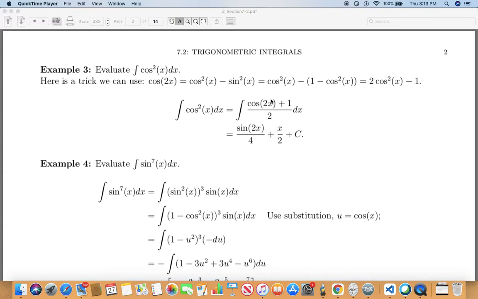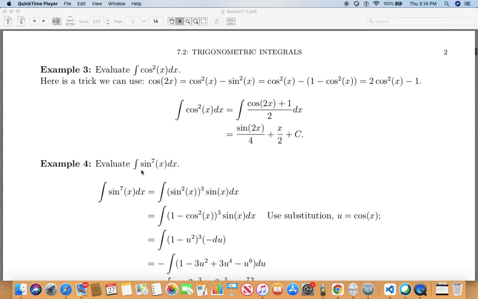If you like, think of it as substitution, u equals 2x, and you can check. So the integral of cosine 2x over 2 is sine 2x over 4, plus the integral of 1 over 2 is x over 2, and don't forget the constant of integration.